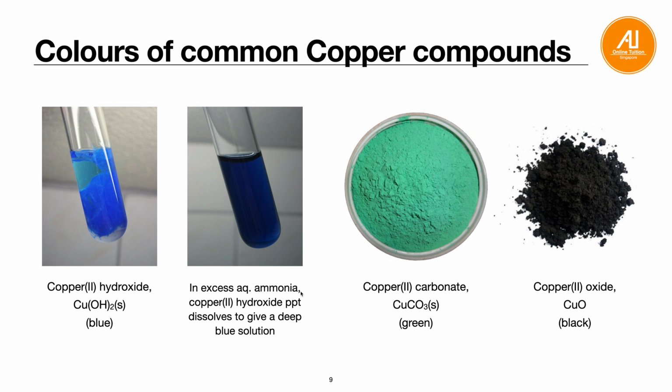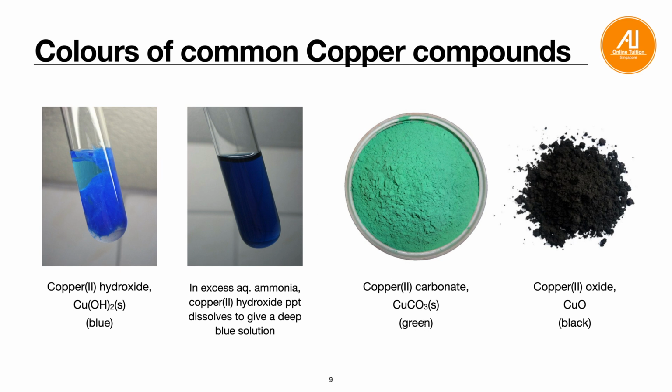Next one, this shows you some of the common colors of copper compounds. So remember, when you're testing for cations, especially for copper, you get a light blue ppt. So this is how it looks like, some blue solid. Don't worry, you'll be doing this experiment. And then still remember, in aqueous excess ammonia, your blue ppt will dissolve to give you a deep blue solution. So the blue ppt actually dissolves to give you a clear dark blue solution.